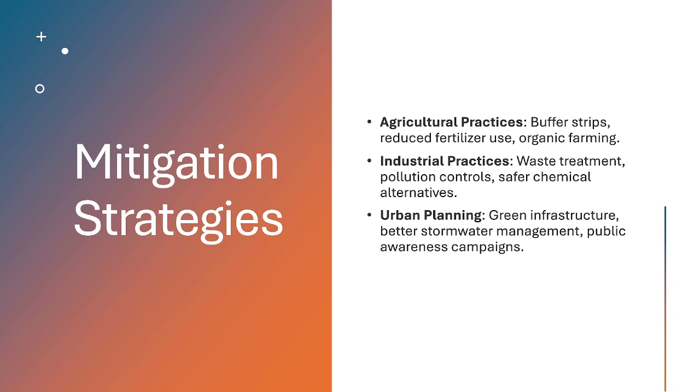Fortunately, there are several mitigation strategies to reduce chemical runoff. In agriculture, practices like buffer strips, reduced fertilizer use, and organic farming can significantly decrease runoff. Industrial practices such as waste treatment, pollution controls, and using safer chemical alternatives are also effective. Urban areas can benefit from green infrastructure, better stormwater management, and public awareness campaigns. Implementing these strategies can make a substantial difference.